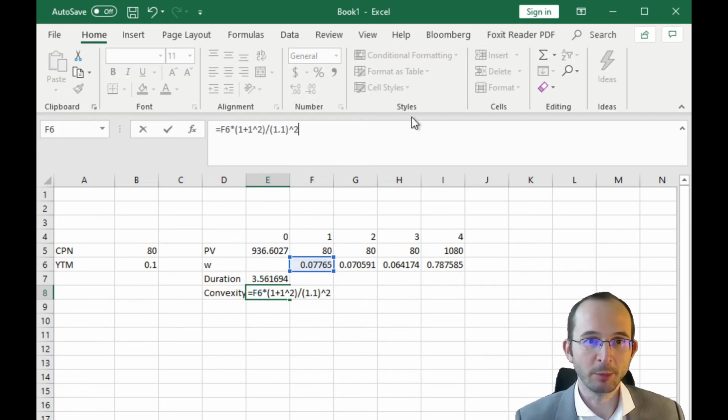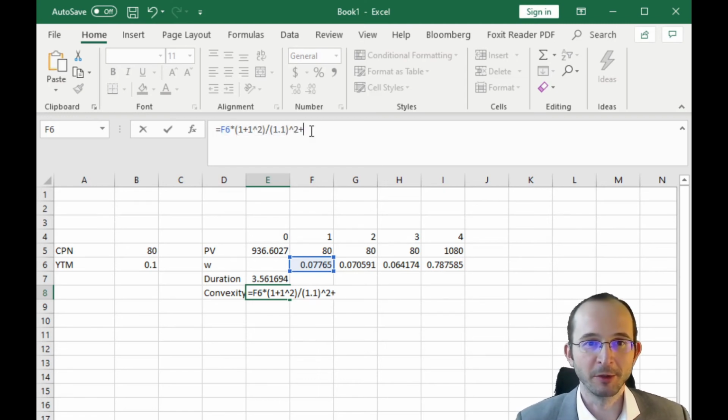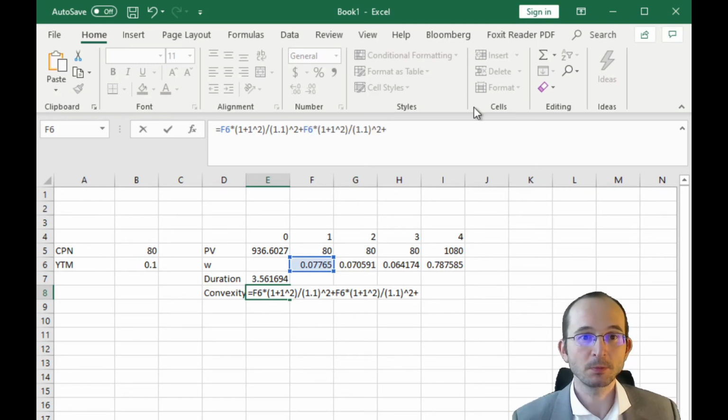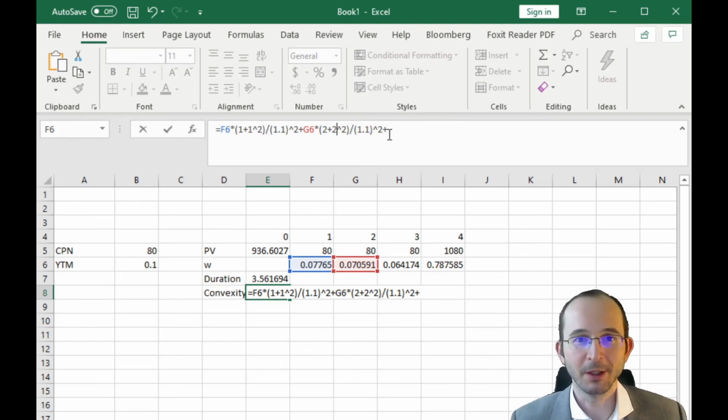And now we're going to repeat this for all of the other terms of the bond, for all the other cash flows at maturities 2 through 4. So we're really just going to need to change some rows. We're going to need to change the maturities as they go. The yield to the second power doesn't need to be changed.